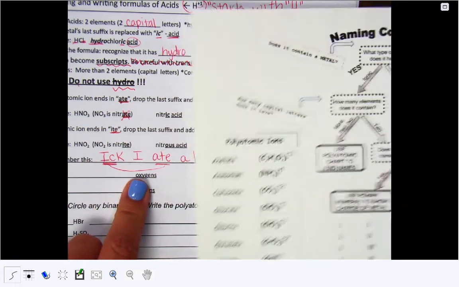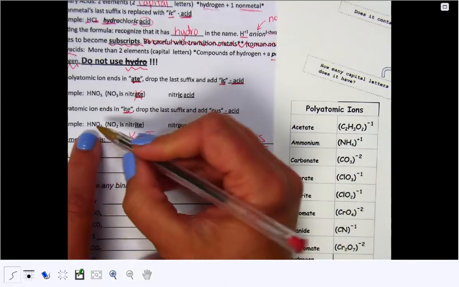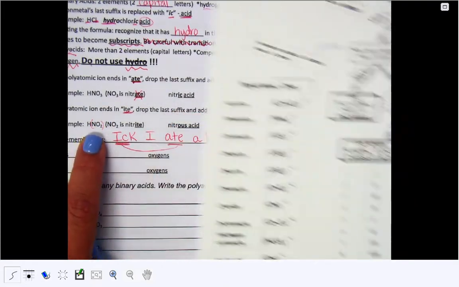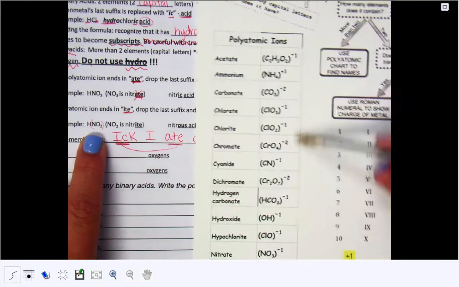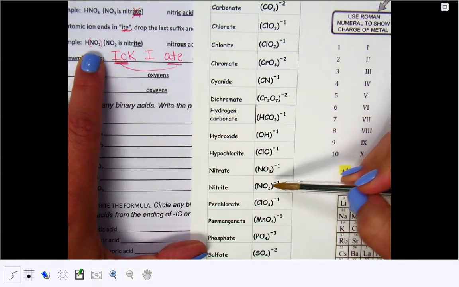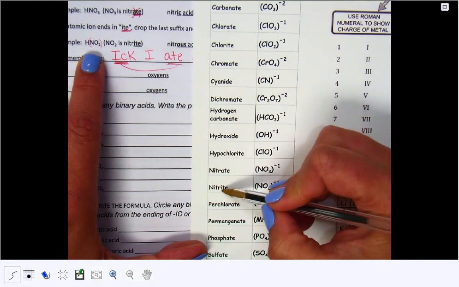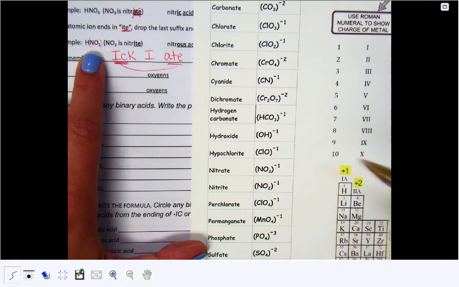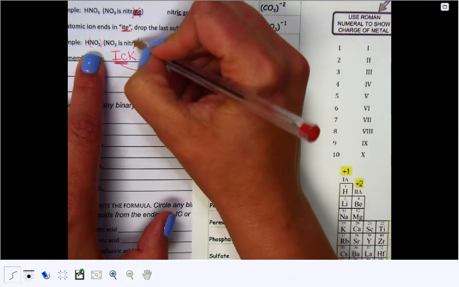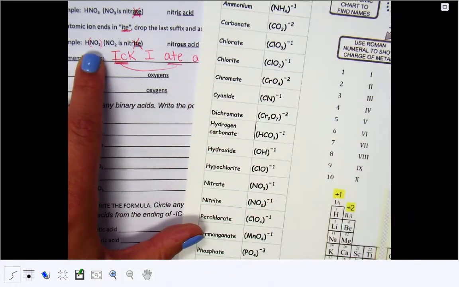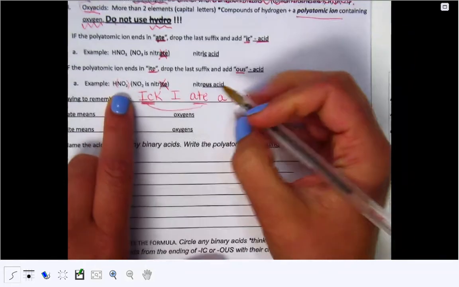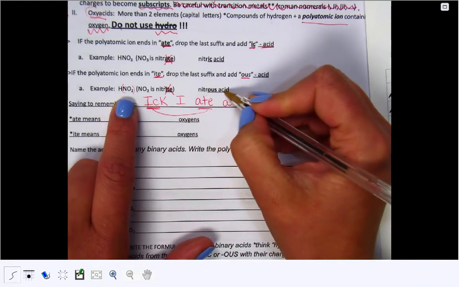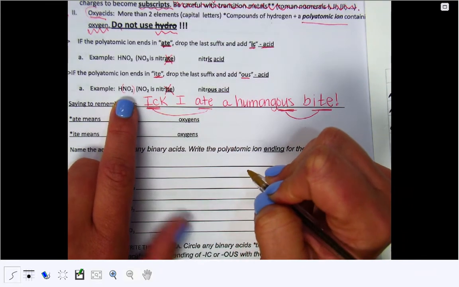All right. The other example said HNO2. Once again, NO2 was our polyatomic ion, so we look down our list for NO2. NO2 is right down here. NO2 is nitrite. I see that it ends with ite, so I know that ic, I ate a humongous bite, ous is what we're thinking. We cross out the ite and replace it with ous. So you're left with nitrous acid. Does that kind of make sense what we're doing there?